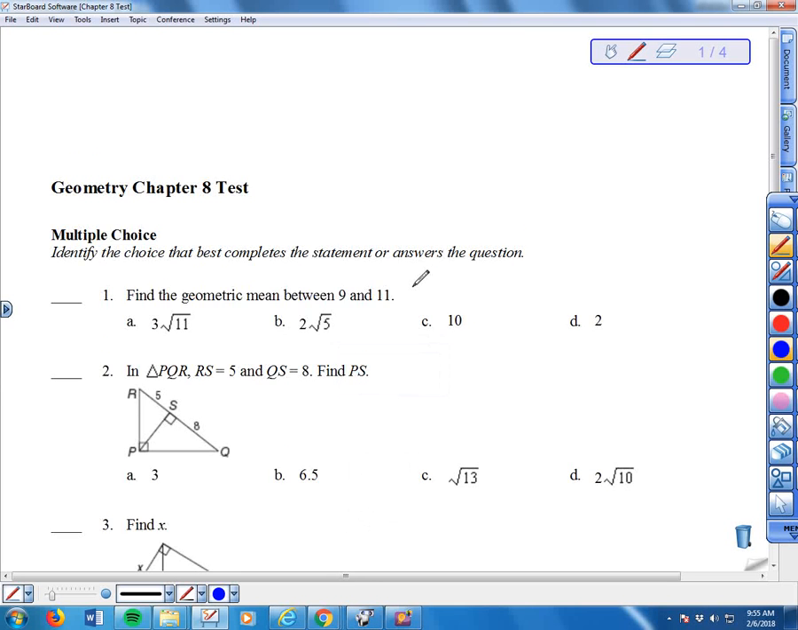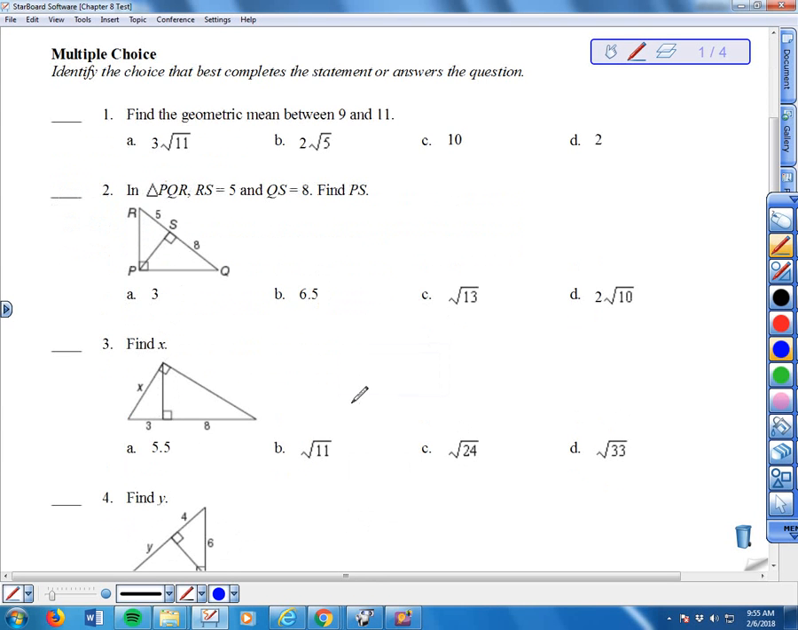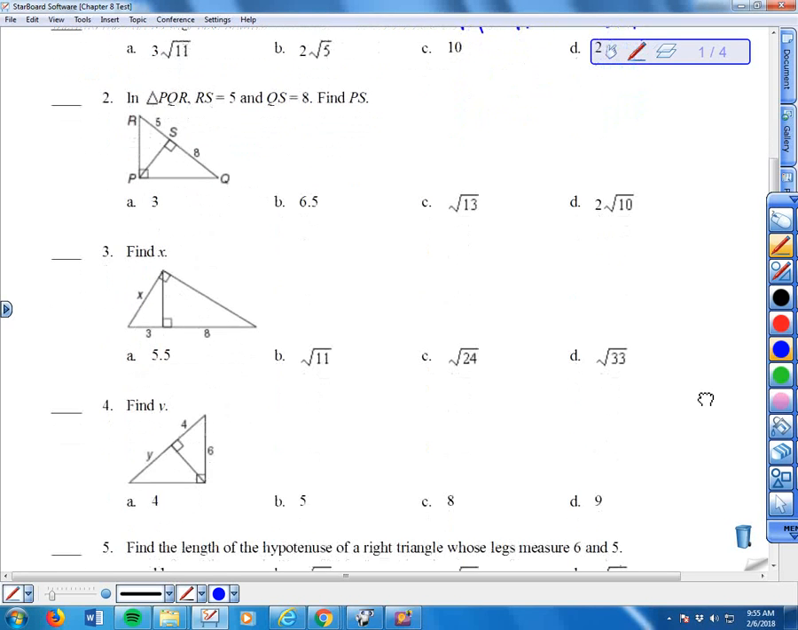Okay, let's look at the test. The geometric mean between 9 and 11, that's the geometric mean, which is the square root of 11 times 9. Here, we want to use our inscribed right triangle theorems. There's 2 of them.